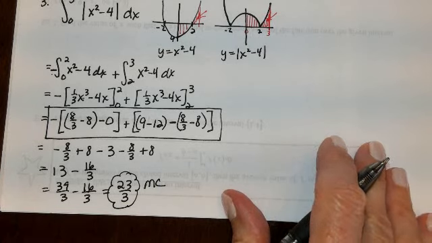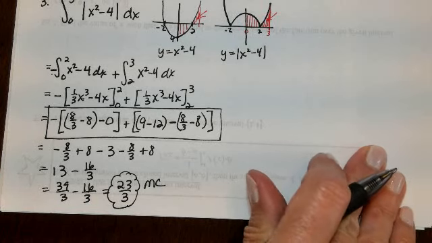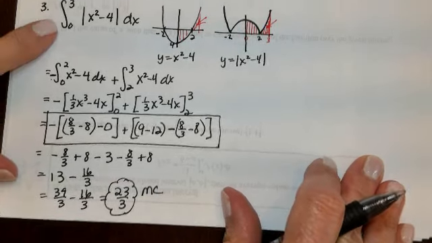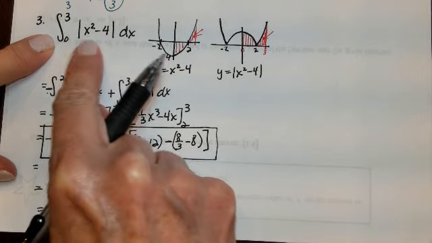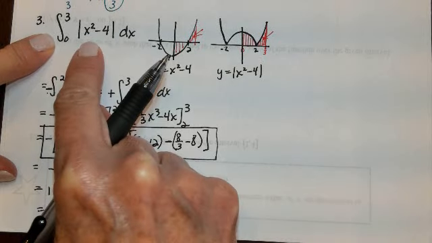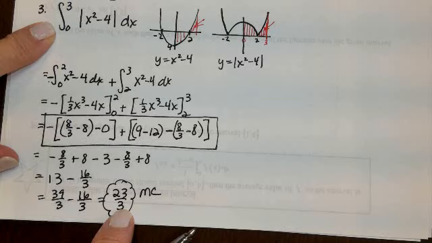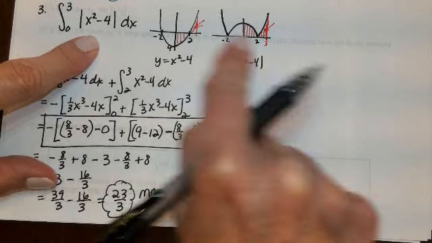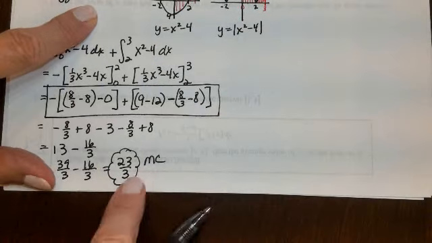Okay? If you are finding a definite integral of an absolute value, you will always get a positive answer because the entire curve is above the x-axis. So you'll always get a positive answer.